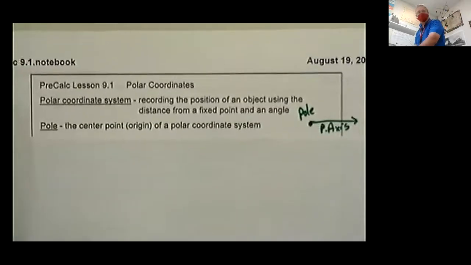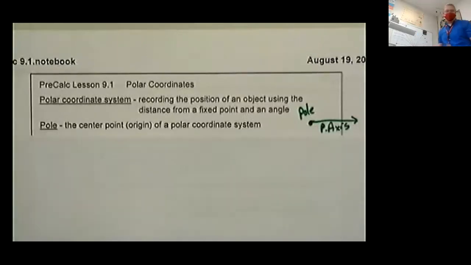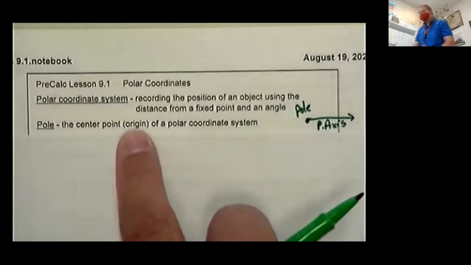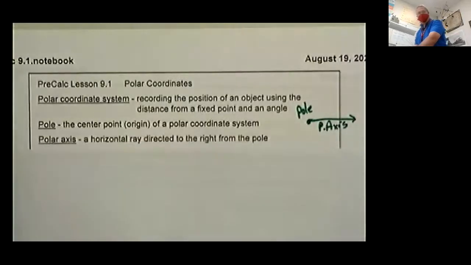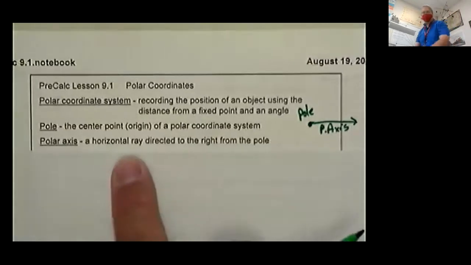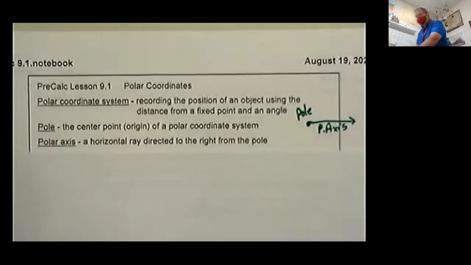We're going to call the pole the center point of our graph, or the origin of a polar coordinate system. It's not really an origin because origin is for the Cartesian system, but it's going to act like an origin. We're going to call the polar axis a horizontal ray directed to the right from the pole. That's going to be the initial side of our angle that we looked at in trig.